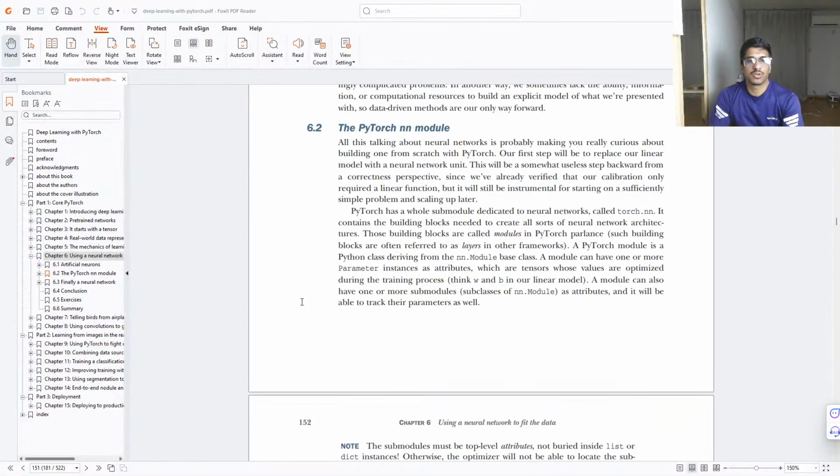So talking about PyTorch and neural networks is probably making you really curious about building one from scratch with PyTorch.